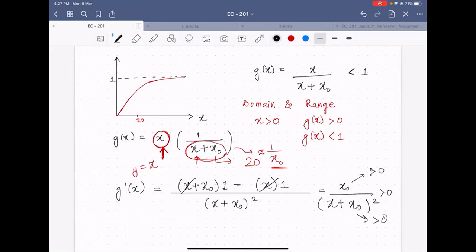Secondly, what if I increase my x? When my x increases, my denominator becomes bigger and bigger. That means that the rate of increase decreases. Okay, it decreases. Is this clear?